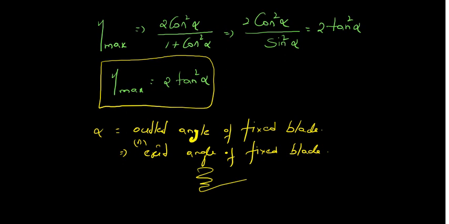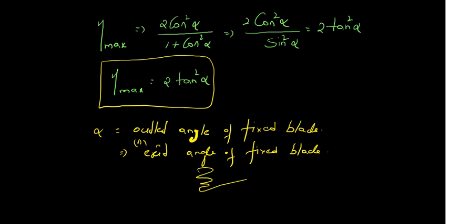If I want to have a maximum blade efficiency, maximum means the denominator should be minimum. When can I have the denominator to be minimum? If I differentiate it, then I'll get a value in terms of u. And if I replace that value of u and simplify it, I'll get the relation for the maximum efficiency in terms of 2 cos square alpha divided by 1 plus cos square alpha.